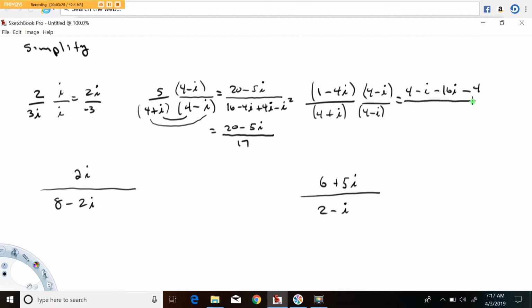All right, in the bottom, first term is 16. Outer term is minus 4i. Inner term is plus 4i. They're going to add to 0. And then minus i squared. Simplifying the top, 4 minus 4 is 0, and -i minus 16i is -17i over, now, this is -1, so when we include the minus sign, that becomes +1, so that's going to be over 17. Well, this one simplifies to just minus i. That's a very pleasing answer.